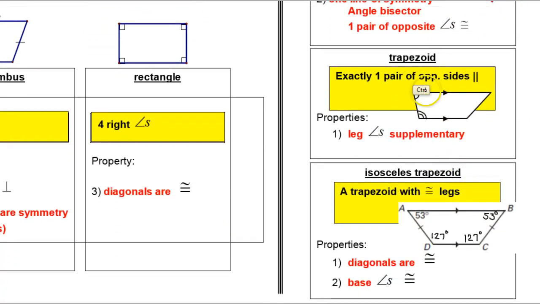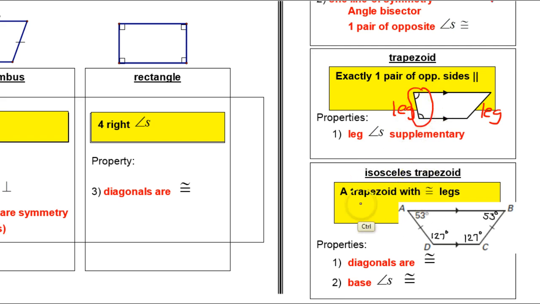All right, and the last 2 are both trapezoids. The definition of a trapezoid is that you have 1 pair of parallel sides. Now, a trapezoid has 1 special property, that the leg angles are supplementary. In other words, the 2 non-parallel sides of a trapezoid are called legs. So this is called a leg, and this is called a leg. If you look at the 2 angles that are on a leg, they have to add up to 180.